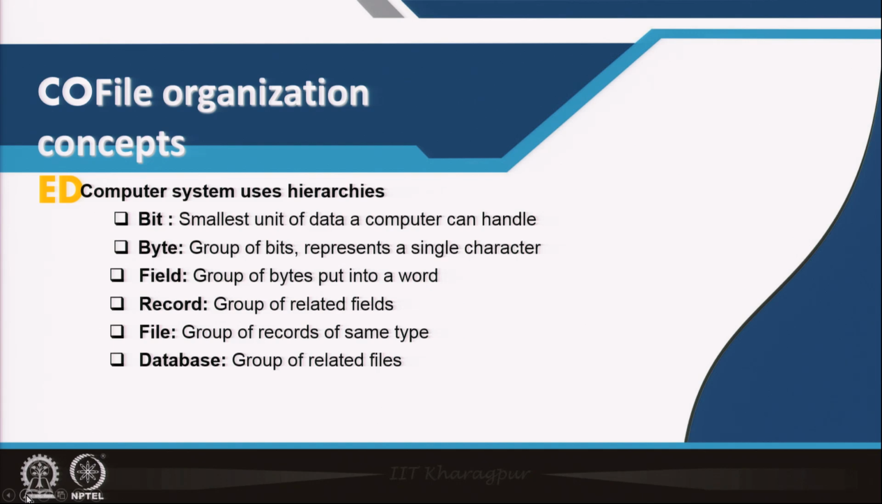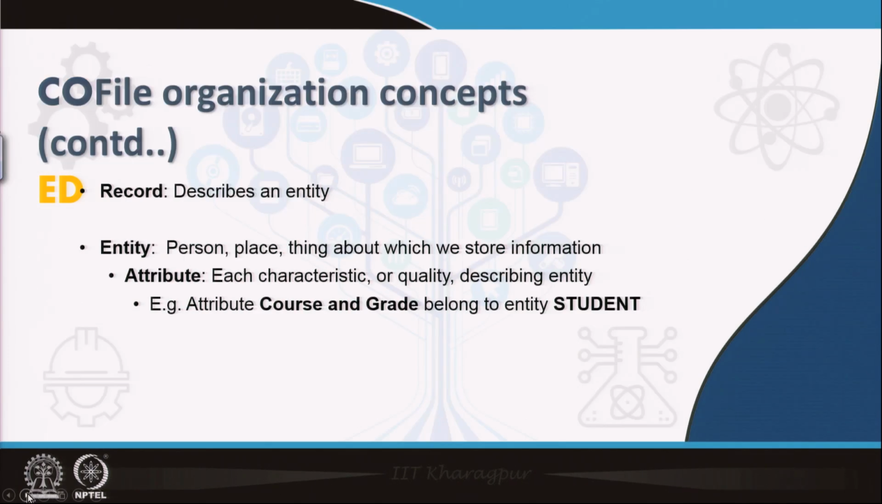But prior to that, let's talk about what a group of records is called. A group of records of the same type forms a file, and finally a group of related files forms a database.